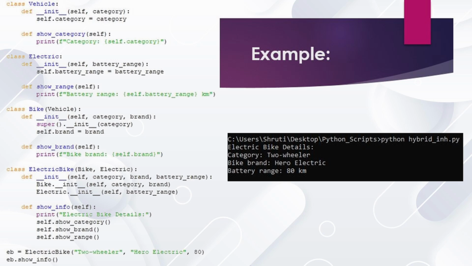This program shows how a class can inherit functionality from multiple classes that are themselves in different inheritance relationships. It uses both super and direct parent class calls to initialize base class attributes.